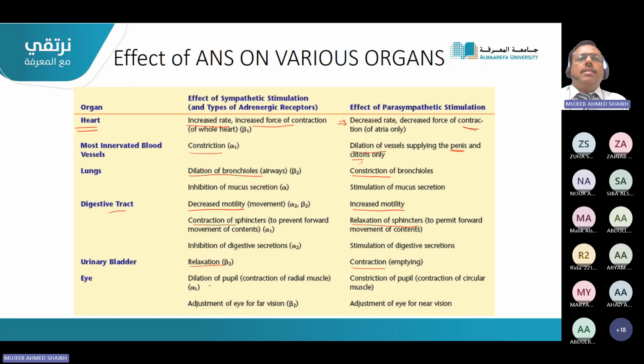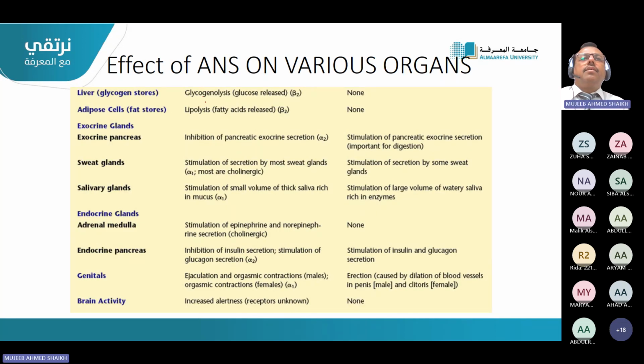On the eye, dilatation of the pupil will be seen with sympathetic supply, and parasympathetic supply will cause constriction of the pupil. On the liver, glycogenolysis, that is the breakdown of glycogen to increase the glucose level, is the effect of sympathetic. Parasympathetic will have no effect. In adipose tissues, lipolysis by sympathetic, and no effect of the parasympathetic. So like that, all the organs are affected by sympathetic or parasympathetic, and most of the time they are opposite to each other.